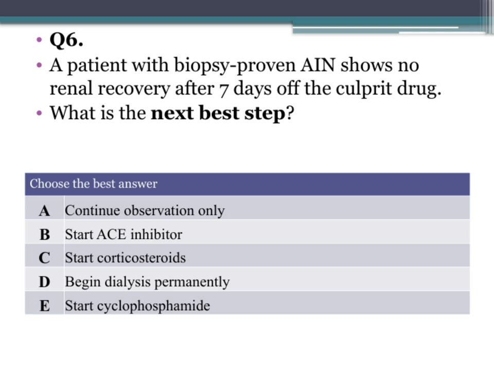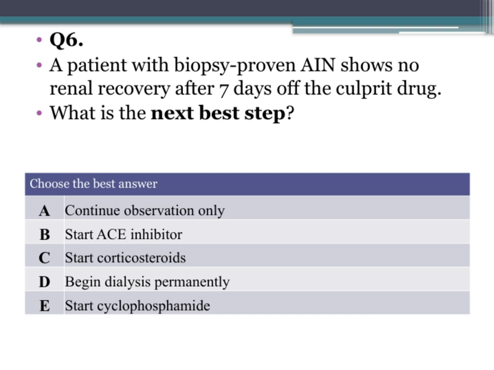This is an important point because it suggests that the initial management might need to be reconsidered. Now, considering the options, the key question is, what's the best next step in this situation? Should we continue observation, or is it time to escalate treatment? Starting an ACE inhibitor, corticosteroids, or initiating dialysis are all potential options, but each has its own implications. In this context, since there's no improvement after a week, continuing observation alone might not be sufficient.